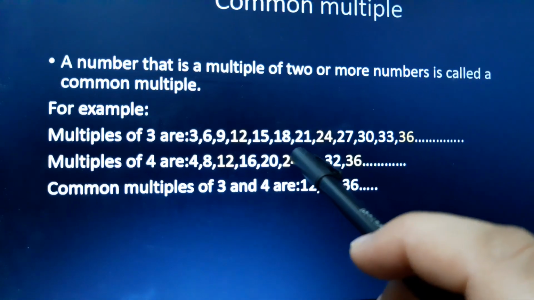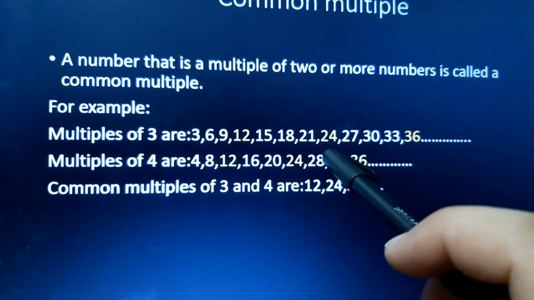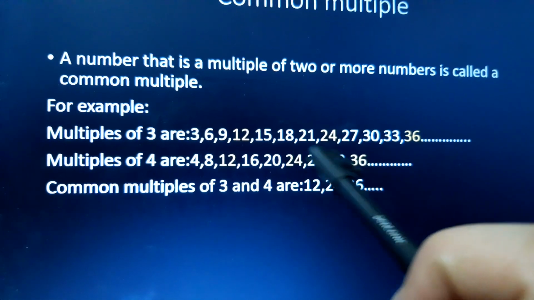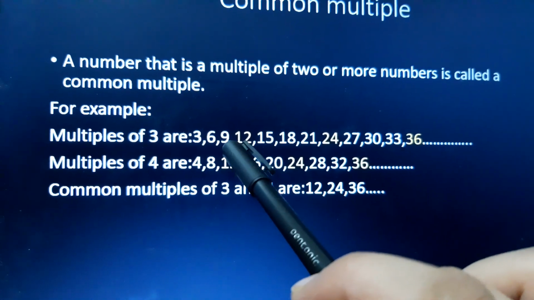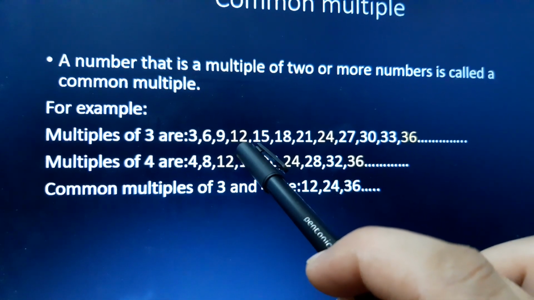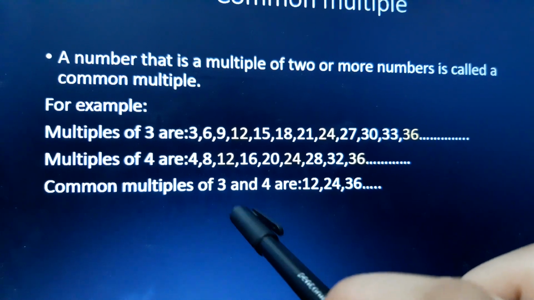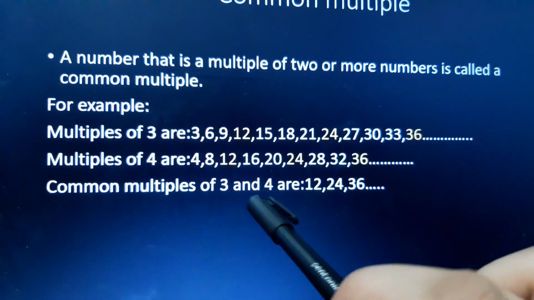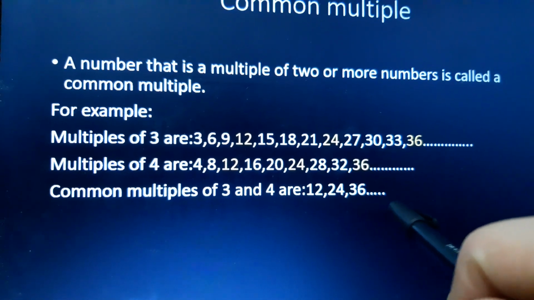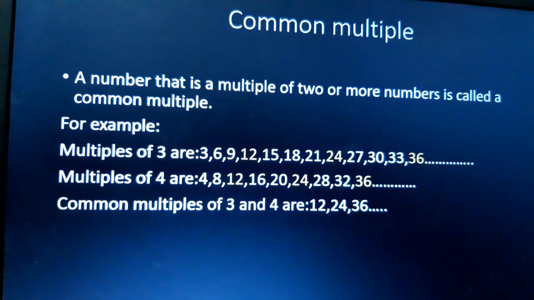Next is 24, which is occurring in both of them. Next is 36. So what we can see from here is that there are some numbers which are the multiples of both 3 and 4. So these are known as the common multiples. So we can say the common multiples of 3 and 4 are 12, 24, 36 and so on. We can find so many common multiples like this.